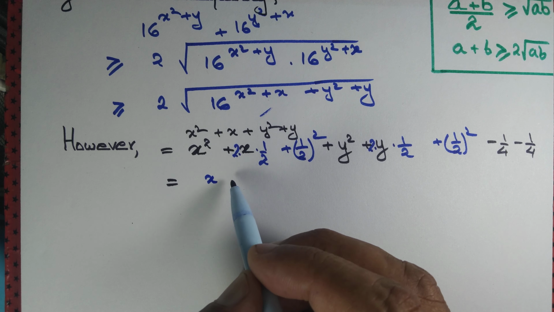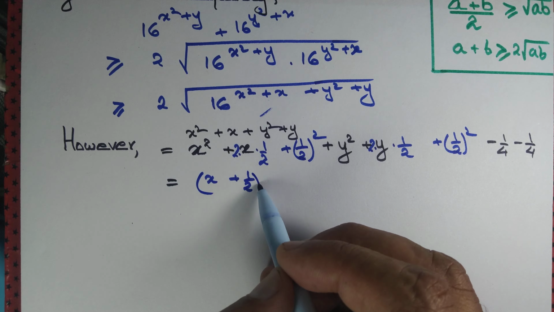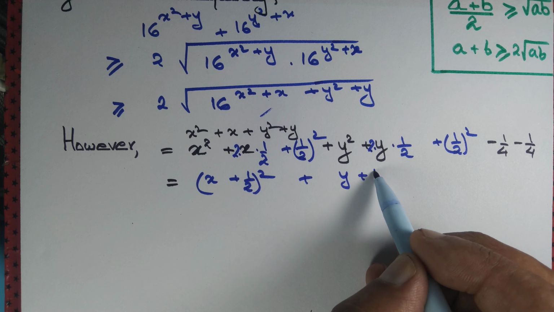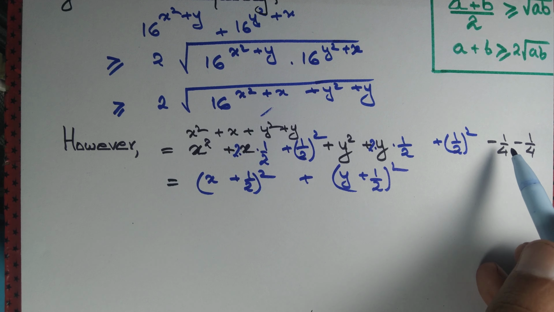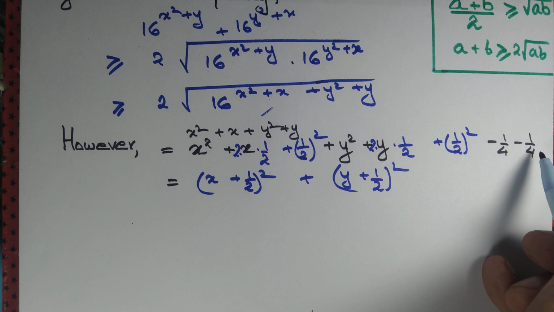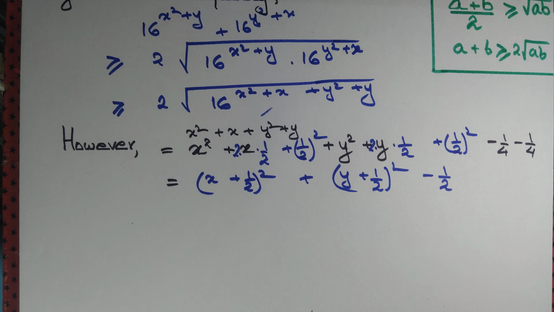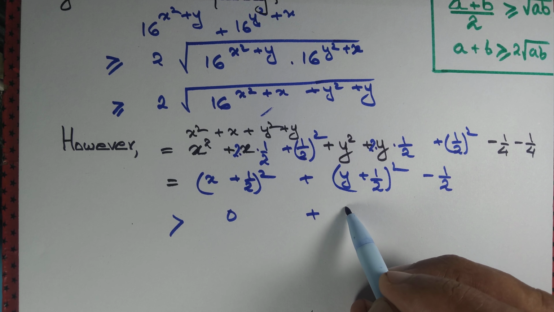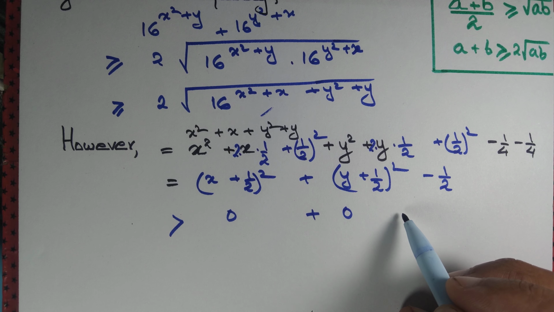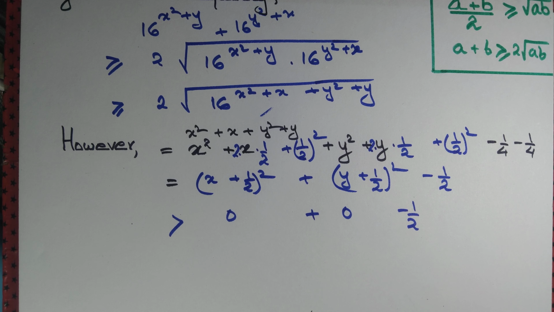So this is equal to (x plus half) whole square plus (y plus half) whole square minus 1/4 and minus 1/4. That gives us simply minus half. Now you see that (x plus half) square is most of the time greater than 0 or even equal to 0. (y plus half) square is also greater than 0 or maybe sometimes equal to 0. When is it that x plus half is equal to 0? If x equals minus half.